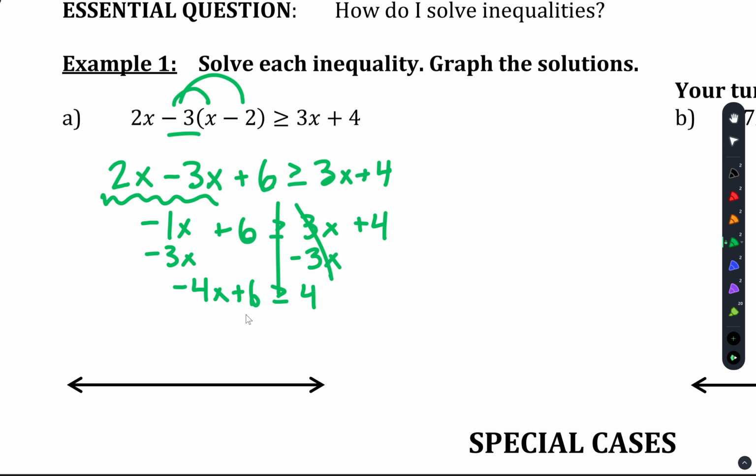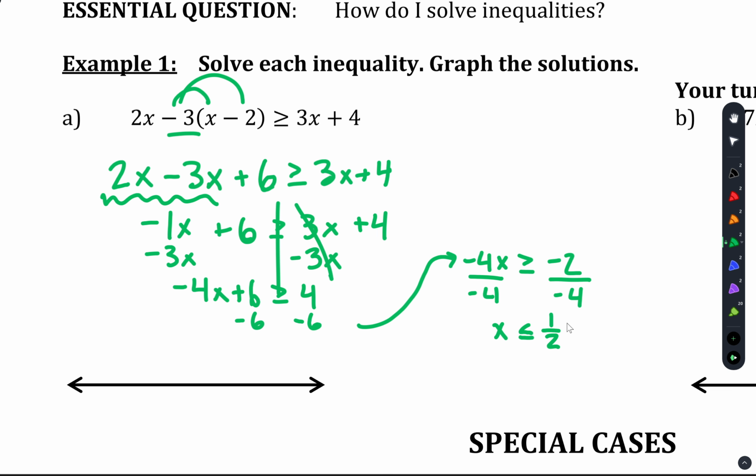And now I can just isolate that x using reverse order of operations. So minus 6. I'm running out of room. So negative 4x is greater than or equal to negative 2. Divide both sides by negative 4. What rule do I need to remember here? I switch my sign when dividing or multiplying by a negative number. So my answer here is x is less than or equal to 1/2.